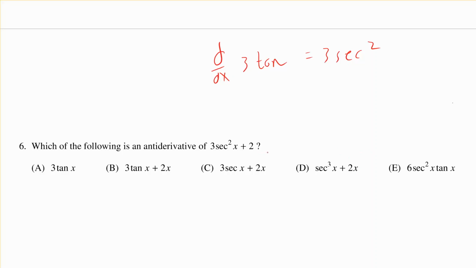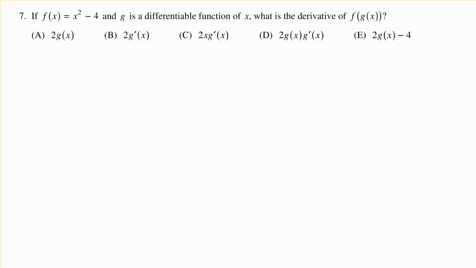So the antiderivative should be 3 tan x plus 2x. Because if I derive that, I get that. Really like these problems here.